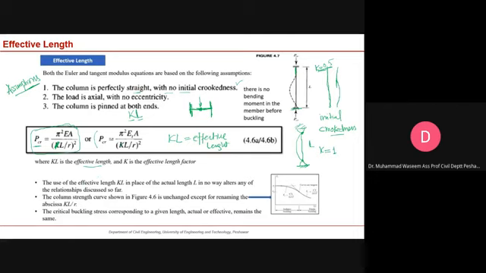The usage of KL in place of actual length in no way alters any relation discussed so far. If you introduce the k term in the original formulation, there will be no change in the formulation. We can see that this is valid for the elastic range, and this is valid for the inelastic range.